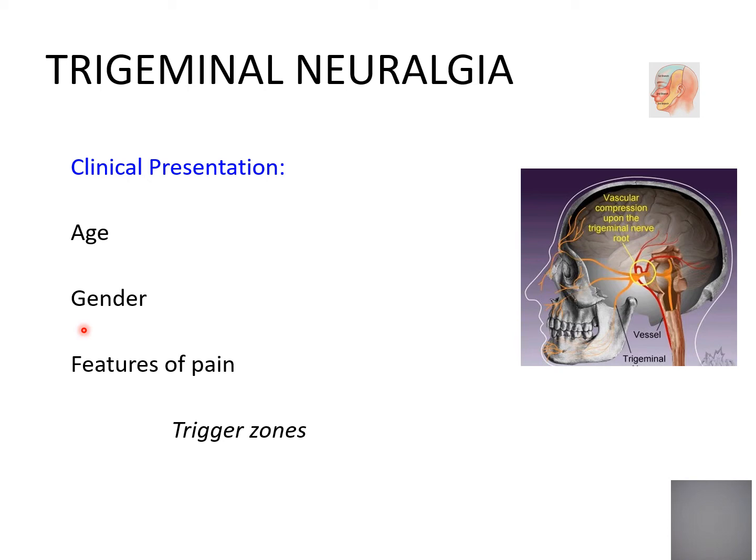In terms of the character of pain, it's very intense, in fact one of the most intense pains. Historically, when treatments weren't available, people would even resort to suicide because of the intensity of pain. So the pain is very intense, sharp, shooting, electrical in character, and occurs in bouts. That's paroxysmal, and each bout of pain can last from a few seconds to up to a minute.